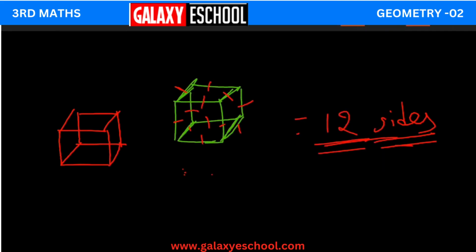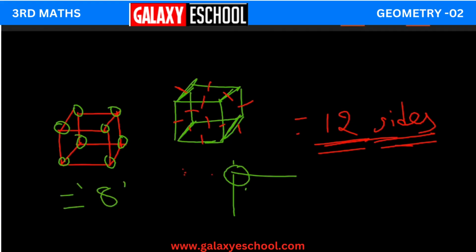Now coming to the vertices. Vertices are nothing but the corners, the corners where two lines meet. Here we have 1, 2, 3, 4, 5, 6, 7, 8. See, where two corners meet, this will be a vertex. This will be a vertex. So how many vertices does a cube have? It has 8 vertices.